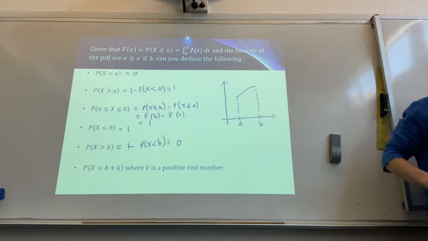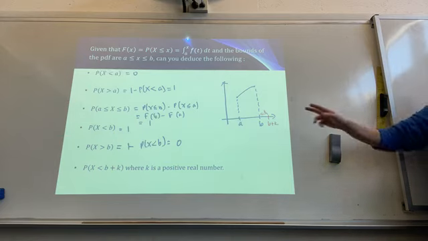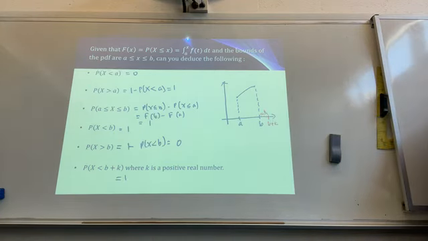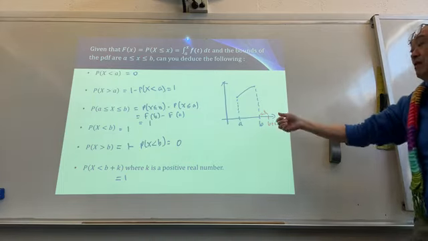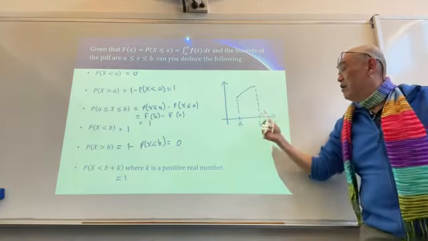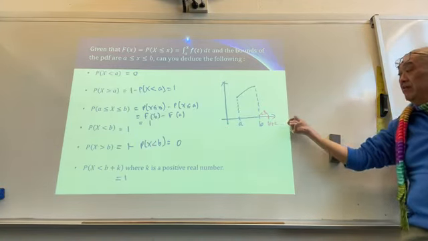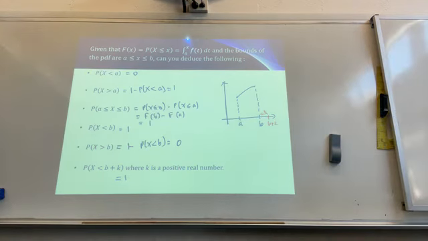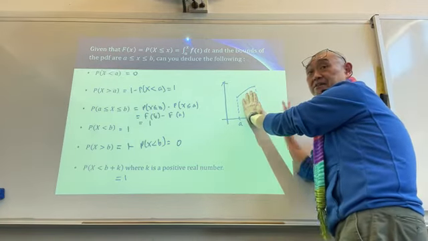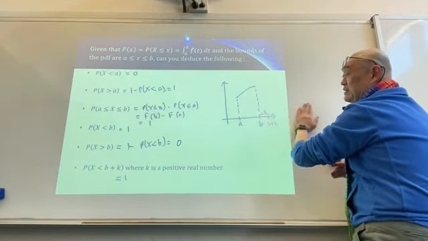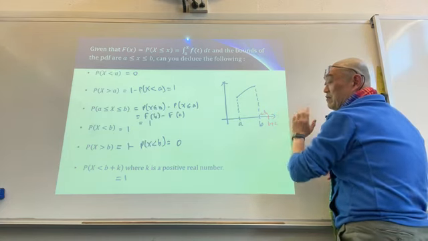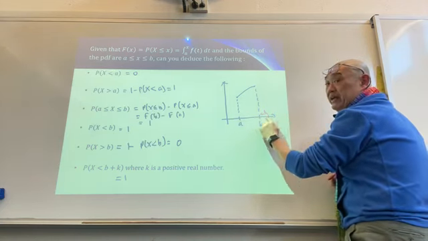But if you've got something like b plus k, as a positive real number, it's actually equal to 1. So think about that. If it's less than or equal to b plus anything, it will still be 1, because all of the area is below. Anything greater, because it doesn't include that, is 0, correct? Think about that. Anything greater, this is 0. But it's less than or equal to, because that includes that already, therefore it's 1.